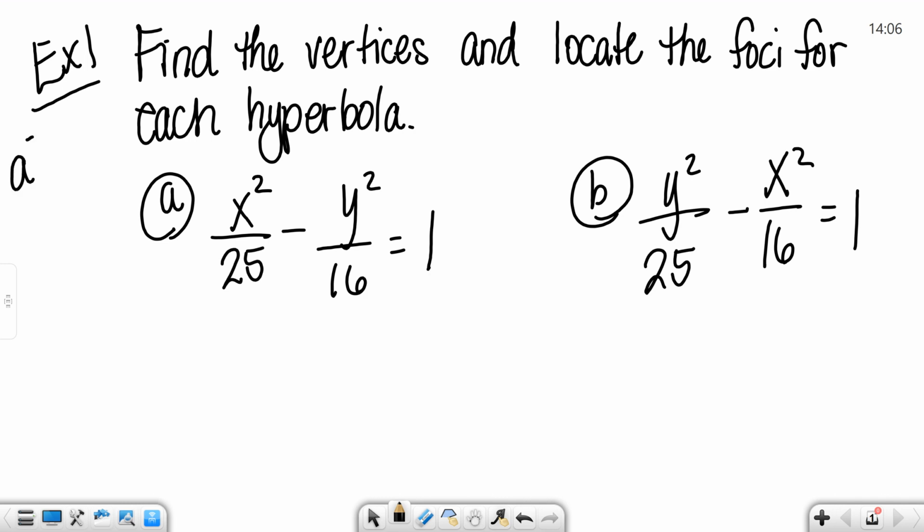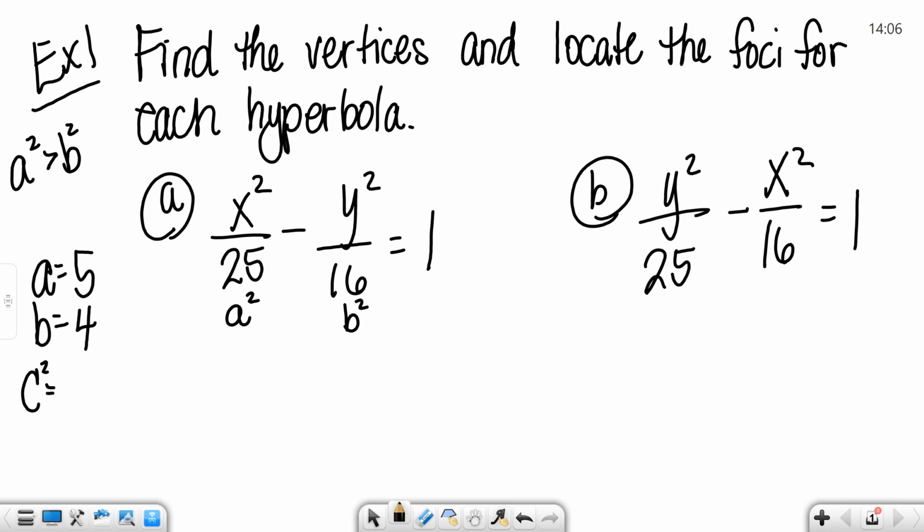So just like in an ellipse, a squared is always greater than b squared. So I know that 25 is my a squared and 16 is my b squared. I know I have that much. That means that a is 5 and b is 4, right? I need to know the c value since I'm asked to find the foci. So the c value is a squared minus b squared. I'm sorry, plus, this one is a hyperbola, so it is a different formula. A squared plus b squared. So we get 41. Take the square root, and I get square root of 41.